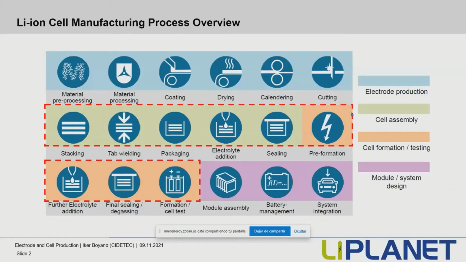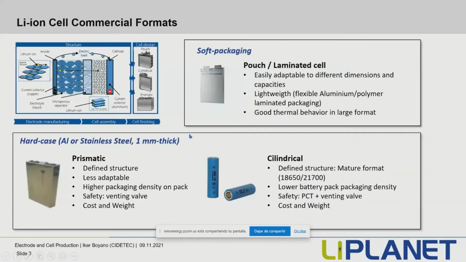The idea was at the beginning, Robin has explained to us how the electrode production works, with different processes of material preparation, coating, drying, or cutting. And now I'm going to speak about the cell assembly with the stacking, packaging, sealing, and with the forming of the cells and with the testing of these cells. At the beginning we have talked about how the electrodes are prepared, and now we are going to talk about how they are stacked.